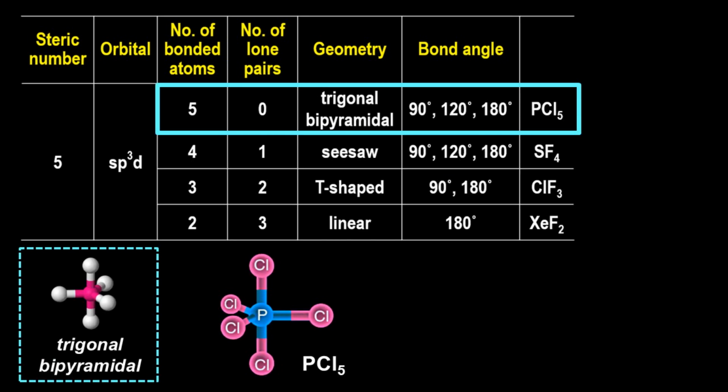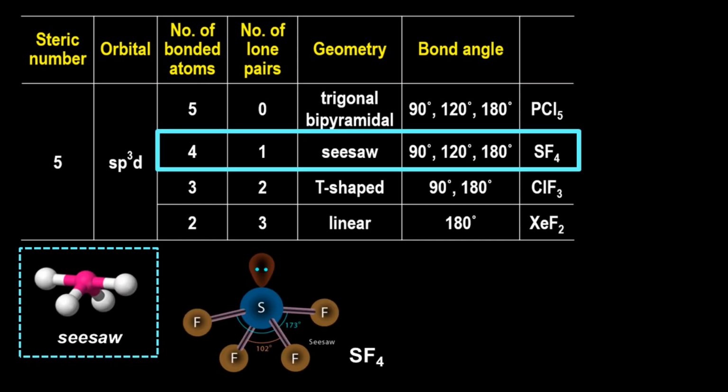When the steric number jumps to 5, things definitely get more complex, because now we're dealing with sp³d hybridization. If all 5 positions are filled with bonded atoms, the molecule takes on a trigonal bipyramidal shape with bond angles of 90 degrees, 120 degrees, and 180 degrees. A good example here is phosphorus pentachloride, PCl5. But if one of those 5 spots is taken up by a lone pair, the shape shifts into a seesaw. That's what we see in sulfur tetrafluoride, SF4.